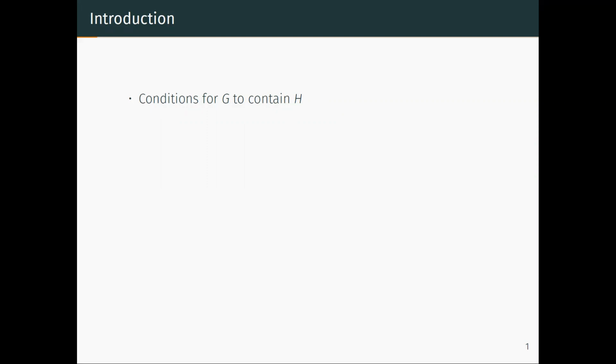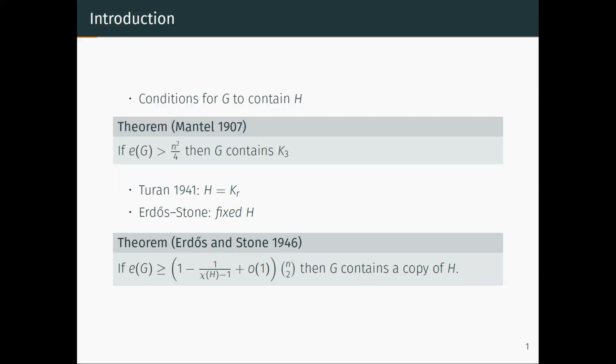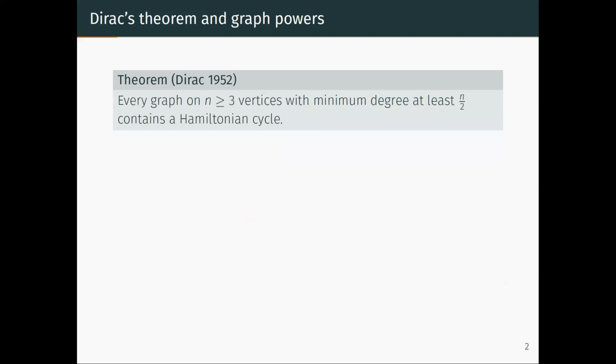The study of conditions for a host graph G to contain a target graph H is a major program in extremal graph theory and has been very extensively studied. One of the earliest results in this area is Mantel's theorem from over a century ago, which tells us that if a graph contains more than n squared over 4 edges, then it must contain a triangle. This was later extended by Turán to all constant size cliques, and later by Erdős–Stone to all graphs H of constant size.